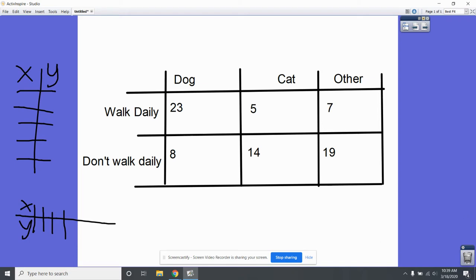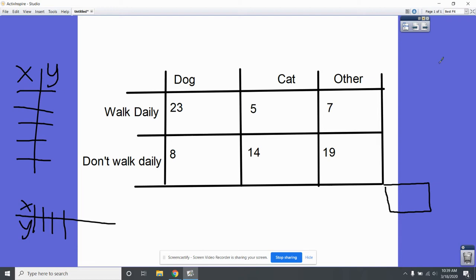You also learned that we can find totals from these. We could find the total number of people with dogs, the total number of people with cats, the total number of people other. We could find the total number of people who walk daily, the total number of people who don't walk daily. And in this corner right here is where we would put the total number of people who were asked these questions. What we're going to learn about today is called relative frequency. That means we want to find out some percentages from this information.